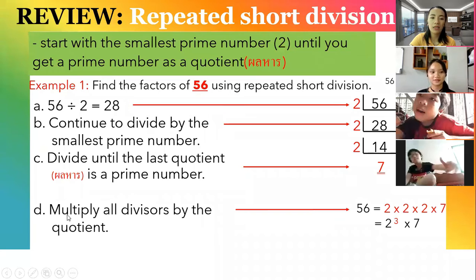Next, step D, multiply all divisors by the quotient. So we have the divisors here, which are 2, 2, 2, and then the quotient is 7. So we will write it as 56 equals 2 times 2 times 2 times 7, or 2 raised to the power of 3 times 7.